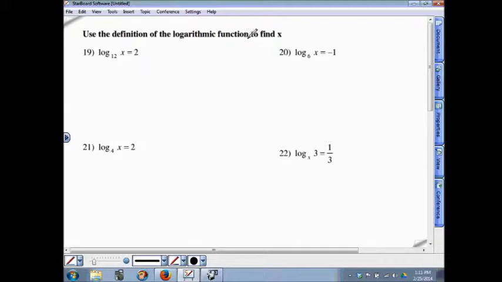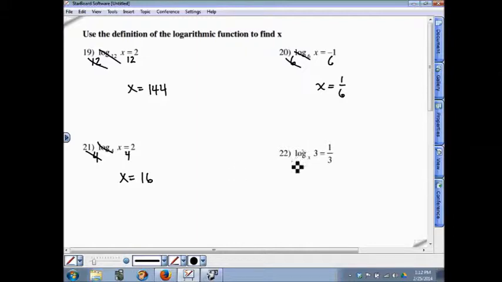Next section here, use the definition of logarithmic function to find x. Essentially all I'm asking you to do is to solve the equation. If we exponentiate using a base of 12, then we have x equals 12 squared, which is 144. If you exponentiate with a base of 6, then you have x is equal to 6 to the negative 1 power, which is 1/6. Over here, if you use a base of 4, you have x is equal to 4 squared, which is 16.